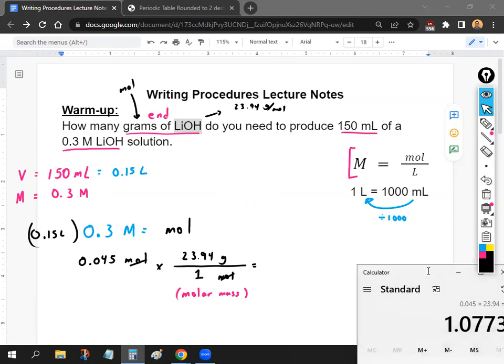We can just leave it at the 7. So 1.07 grams of LiOH. If you rounded that up to 1.08, that's totally fine. Anything close to this value is all right.